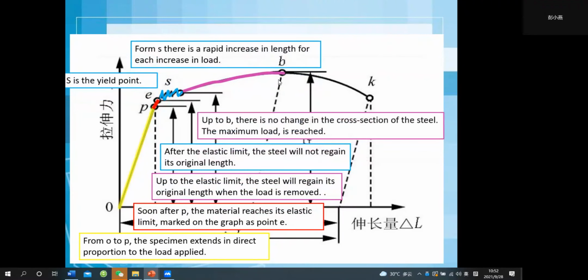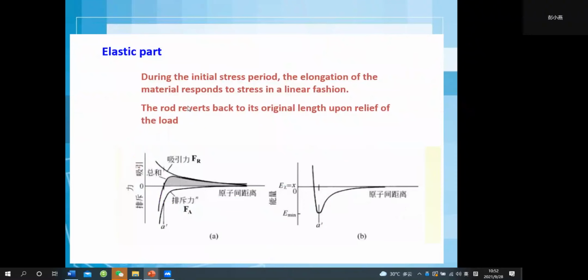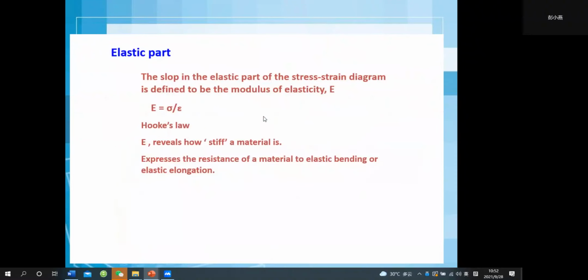And up to B, there is no change in the cross-section of the steel. The maximum load is reached. Then from B to K, at B the specimen lengthens further but the load falls, and at point K the specimen finally fractures. Okay, and this is for the elastic part. The elastic part from the point P, the proportional limit, satisfies Hooke's law, which means that the modulus of elasticity E equals sigma over epsilon.